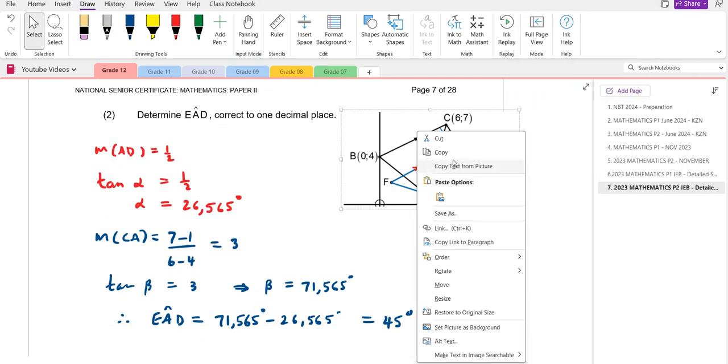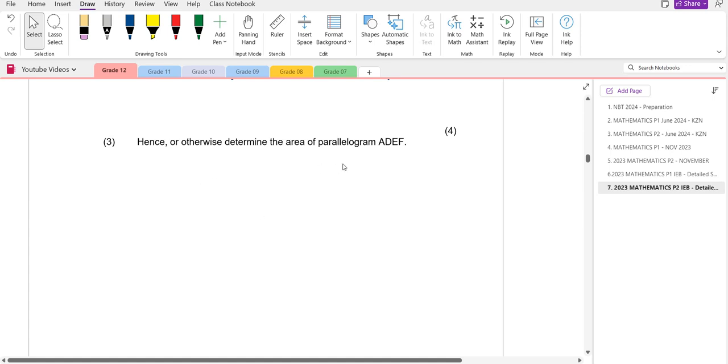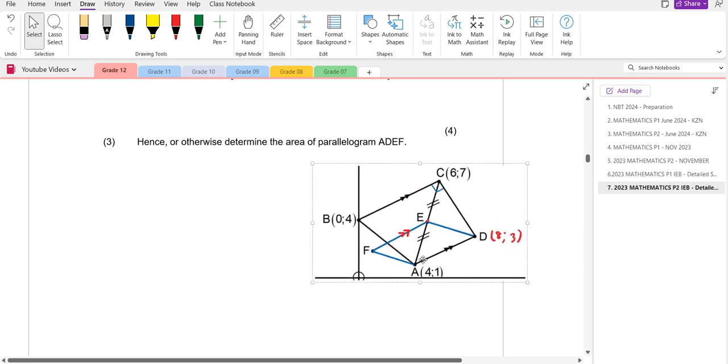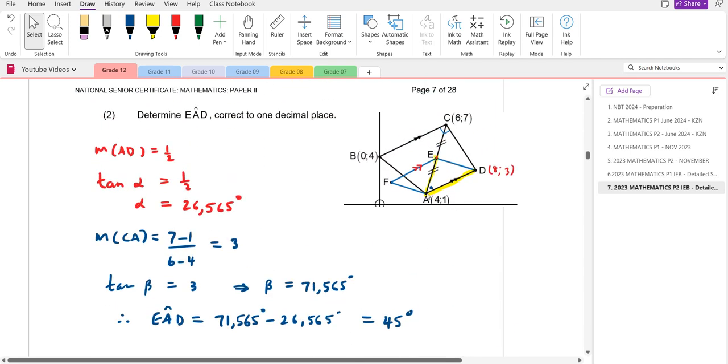Let me take this diagram, I need it. Hence or otherwise calculate the area of the parallelogram ADEF. Is there another method to solve this angle here? Yes, you can solve it using another method. You can calculate the distance AD and the distance EA. Remember angle D is 90 because of co-interior angles, and to calculate this angle A you can say opposite over adjacent. Obviously you need the distance CD and the distance AD, so tan of EAD is equal to opposite, which is CD over AD. So you need to calculate the distance. That was another method to solve that problem.